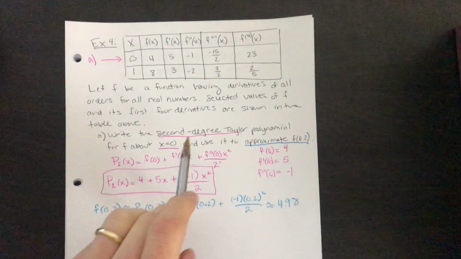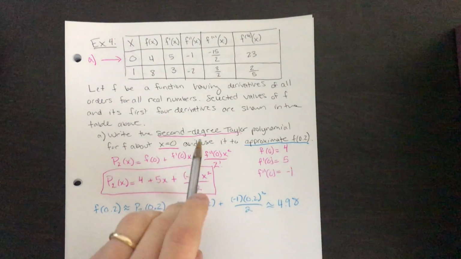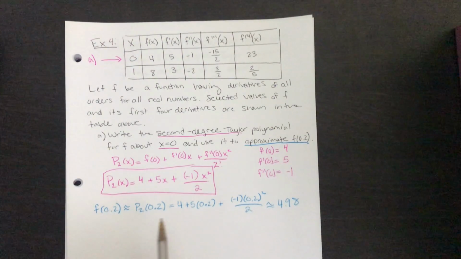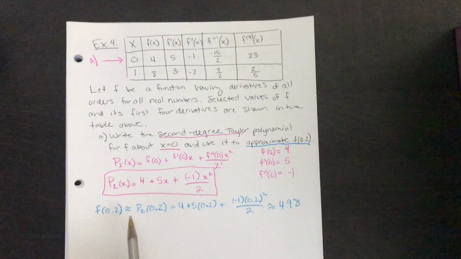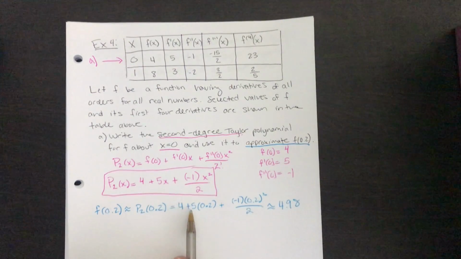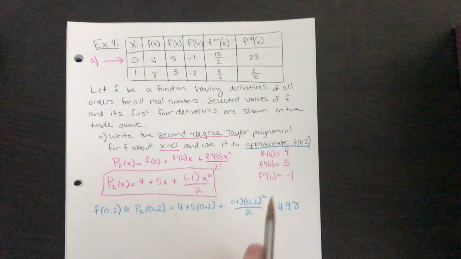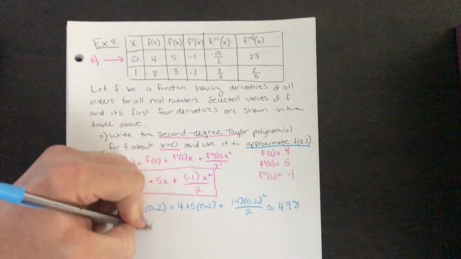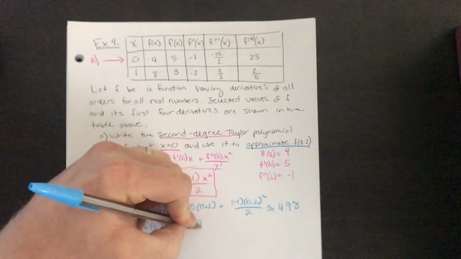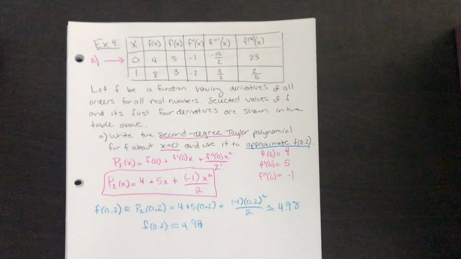So don't just get stuck on writing the polynomials. When they ask you to approximate, you need to actually do so and make sure you use proper notation. So f of 0.2 is approximately equal to your polynomial, which is equal to this value. So your approximation, just to be abundantly clear, is approximately 4.98.